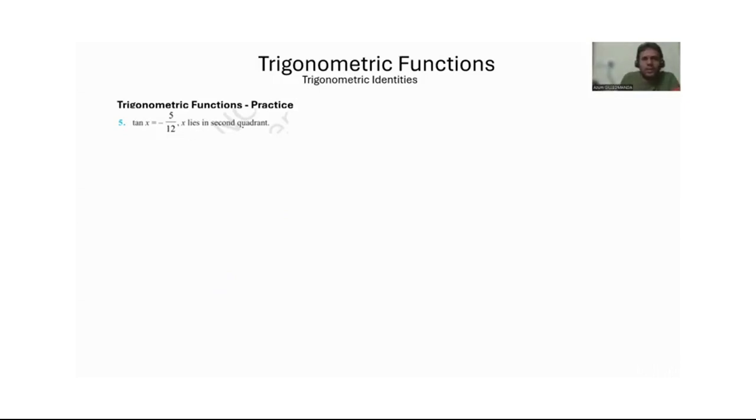Tan x is given as minus 5 by 12, and x is in the second quadrant. Find the remaining trigonometric ratios. This is the quadrant: this is x, this is y, this is minus x, this is minus y. First quadrant, second, third, and fourth. So x is where? Here, in the second quadrant. If tan x is given, which trigonometric identity can we use? It is 1 plus tan square x equals secant square x. So that we can use.